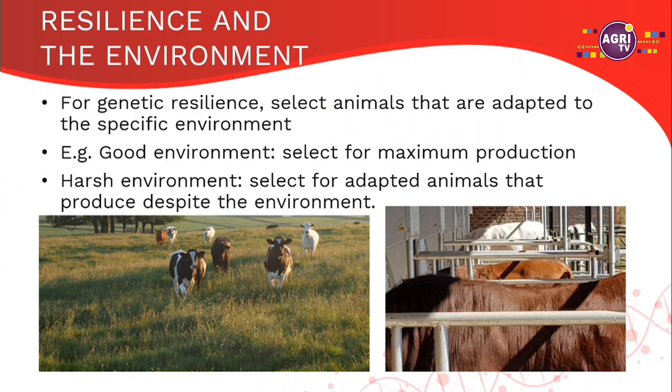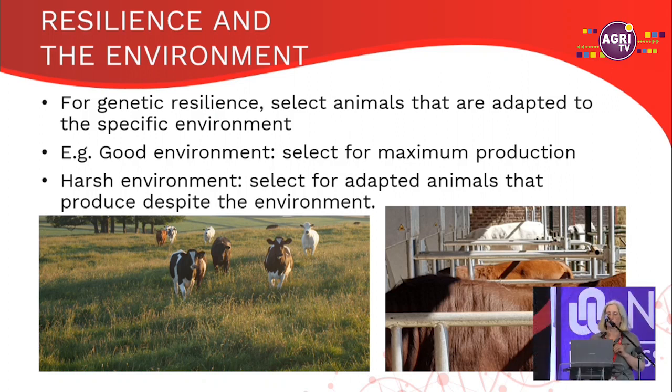So for genetic resilience, you need to select animals that are adapted to a specific environment. That will give you the best results. So for example, if you have a good environment and you don't need to go and feed animals or whatever, you can select for maximum production because the environment is there and the environment can carry that maximum production. If you are in a harsh environment, you'd rather select for adapted animals that will produce despite the environment.